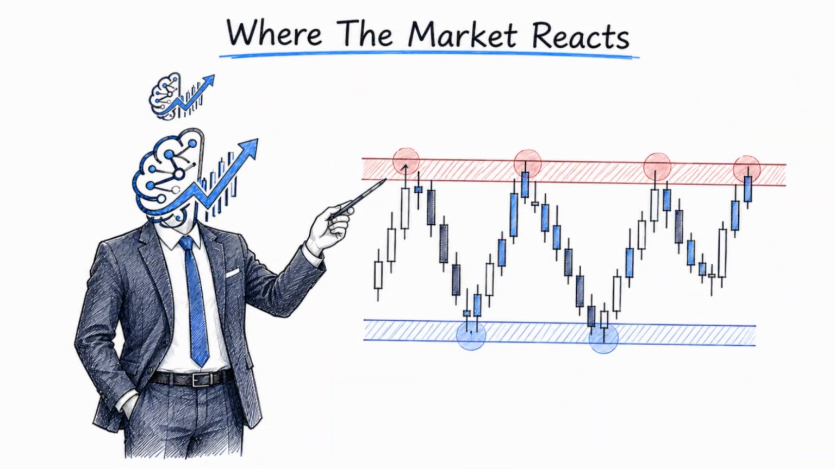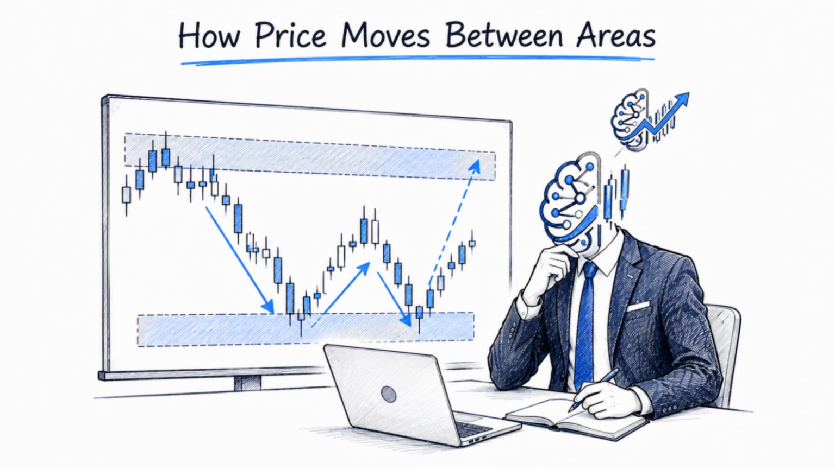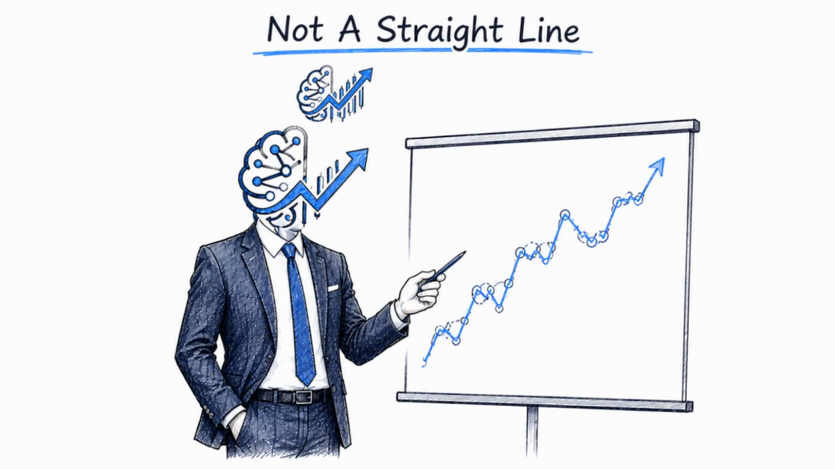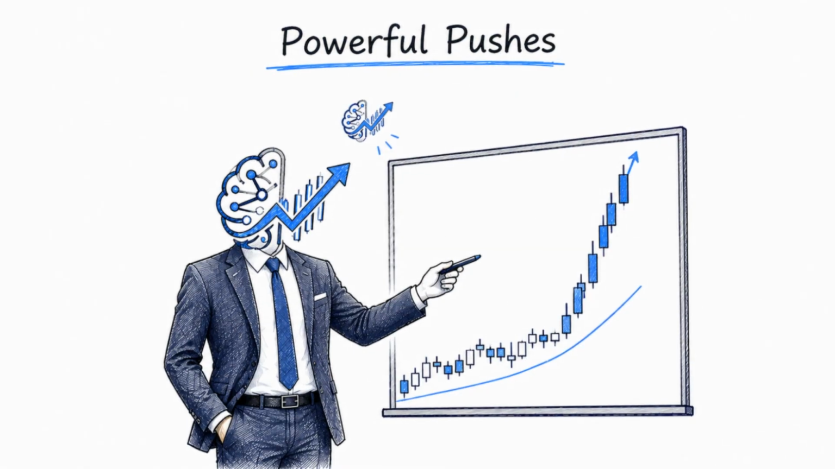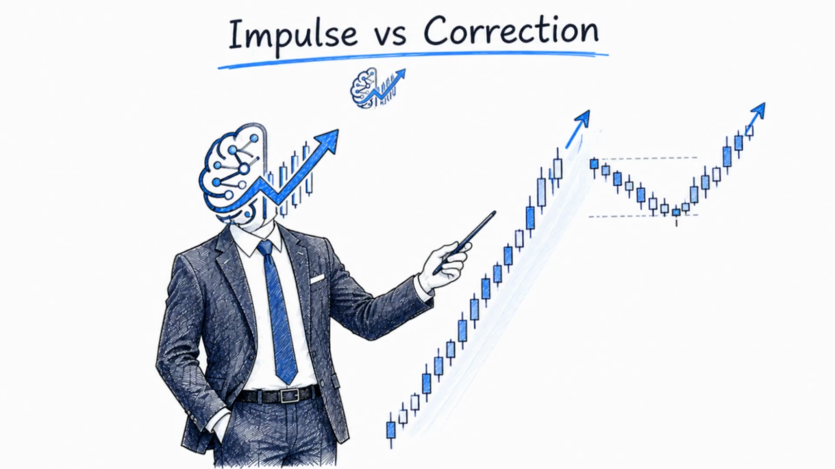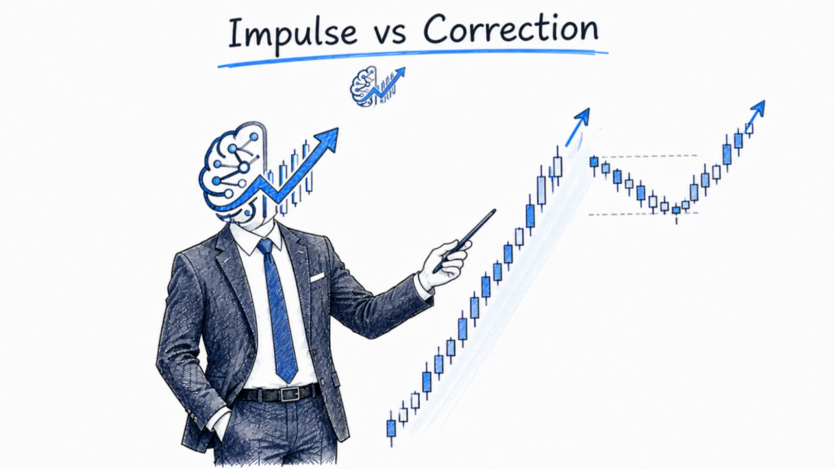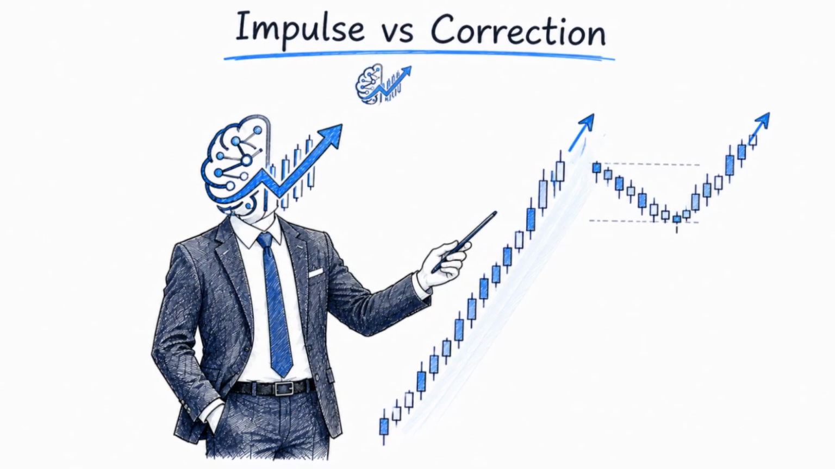Now that you understand where the market is likely to react, the next step is understanding how price actually moves between those areas. Because markets don't travel in one straight line, they move in powerful pushes, followed by pauses and pullbacks. In the next lesson, we'll explore anatomy of a move, impulse versus correction, and learn how professional traders distinguish between strong momentum moves and healthy pullbacks.